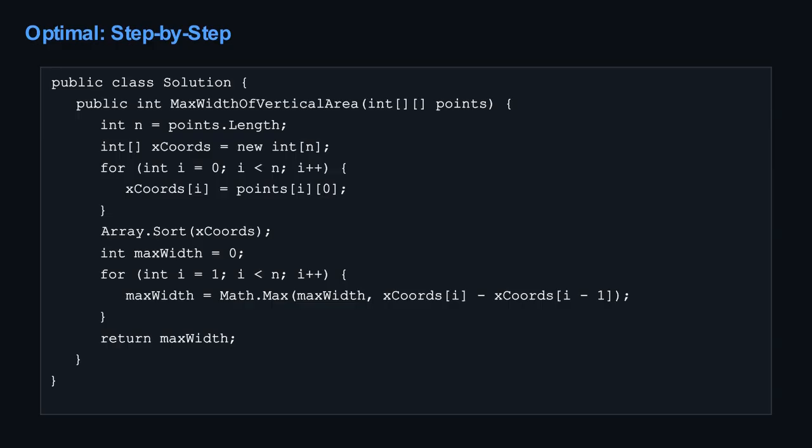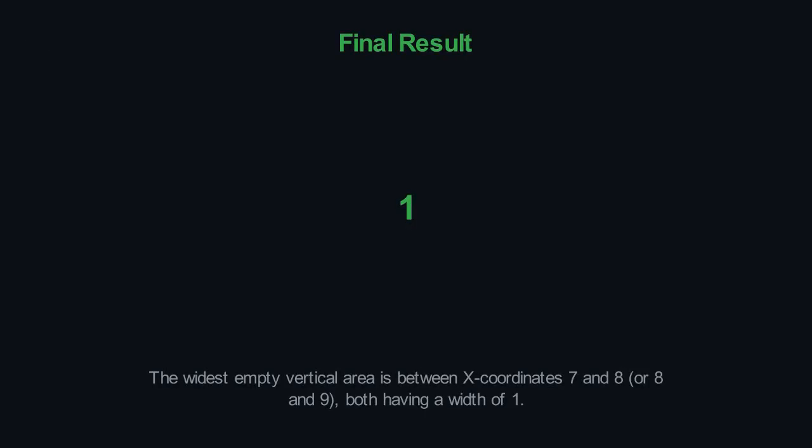The next difference is 9 minus 8, also 1. The maximum width remains 1. Finally, 9 minus 9 is 0. Our maximum width remains 1. No other adjacent pairs exist, so we're done. The final maximum width found is 1. This is correct because the widest empty vertical area is between x-coordinates 7 and 8, or 8 and 9, both having a width of 1.